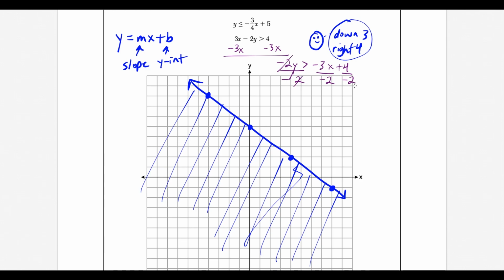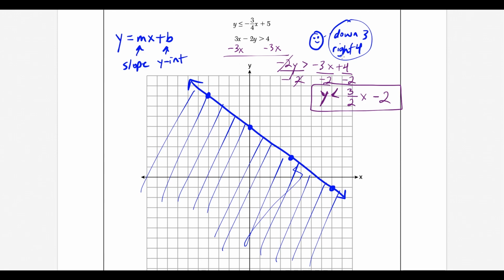And now this cancels out, but remember, a very important detail is that when you divide or multiply both sides of an inequality by a negative, the sign flips. So now this is going to be y is less than, a negative over a negative goes positive, so I have y is less than 3 halves x, and then 4 over negative 2 gives us minus 2. So this is the new inequality that I want to graph here, and it's in that form mx plus b.